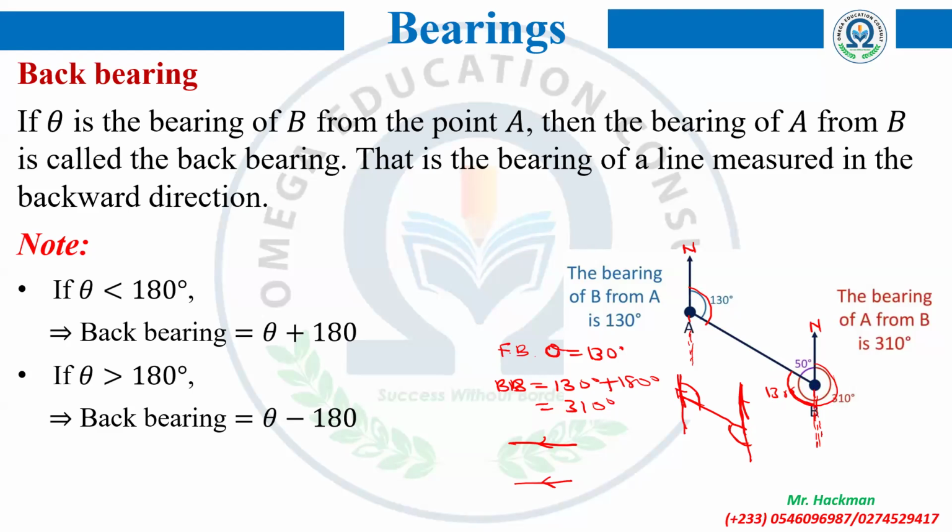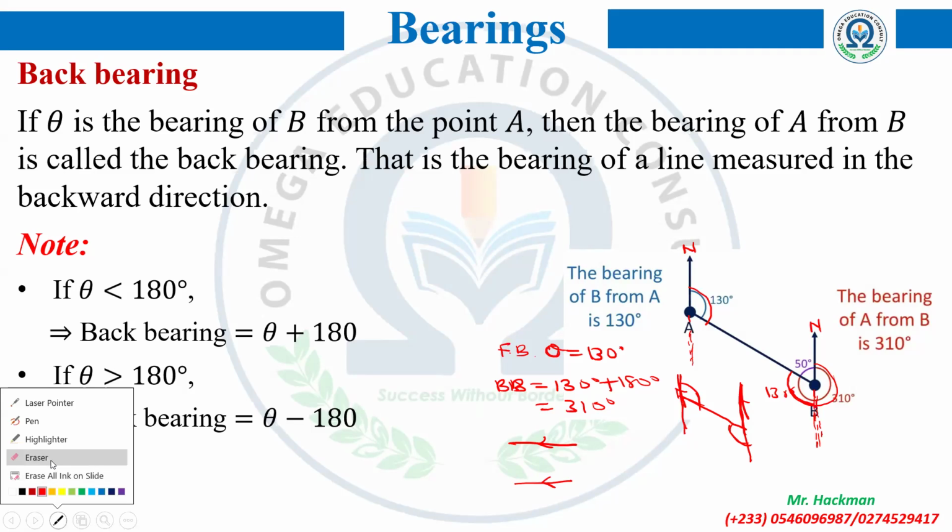So if you know the formula, you don't need to draw the diagram. Once you are given the forward or the front bearing, you should be able to get the back bearing straight away without drawing. So please take note. So let's move on to the actual question. I was going to look at it from the other perspective as well. So let me equally do the same, assuming the other one was the forward or front bearing.